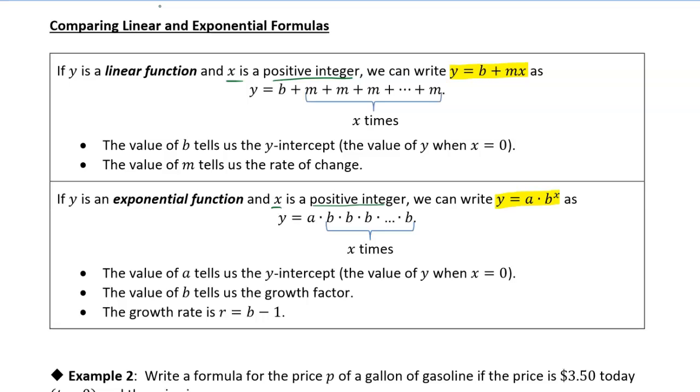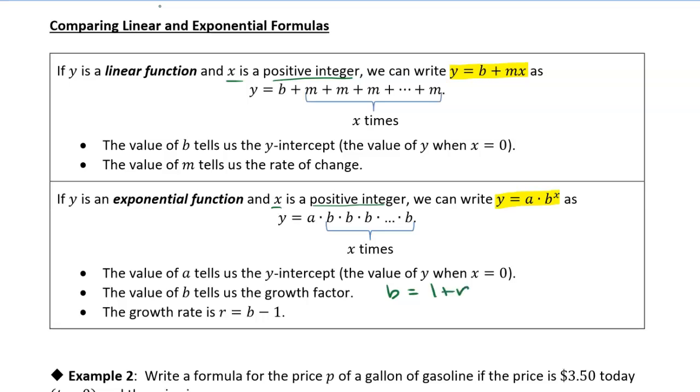The value of b tells you the growth factor. Okay, it's the multiplier. That's why it's a factor, right? You're multiplying by b over and over again. So it's the growth factor, and the growth rate is r, which is b minus 1. Right, because we know that b is equal to 1 plus r.